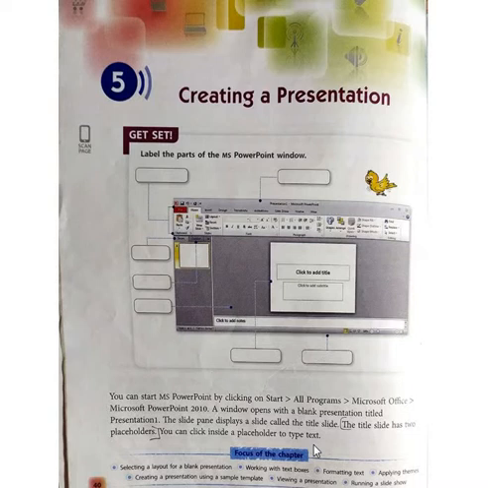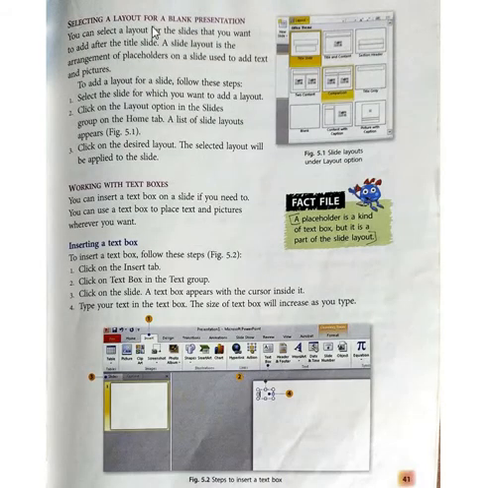When you open the PowerPoint, it shows a blank presentation. The slide pane displays a slide that's called the title slide. In the title slide, there are two placeholders. If you want to type, you have to click inside a placeholder. Now selecting a layout for a blank presentation, you can select a layout for the slides that you want to add after the title slide.